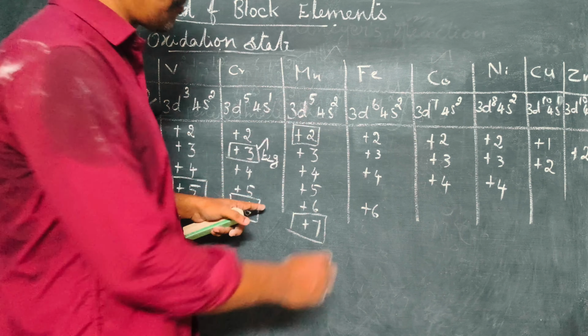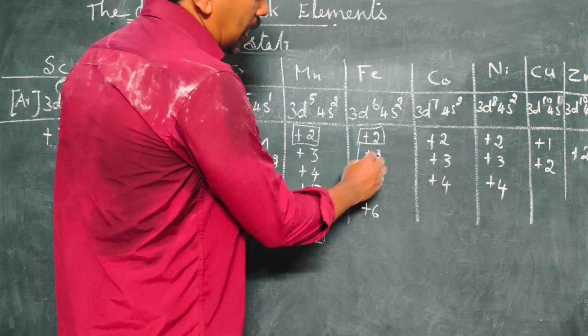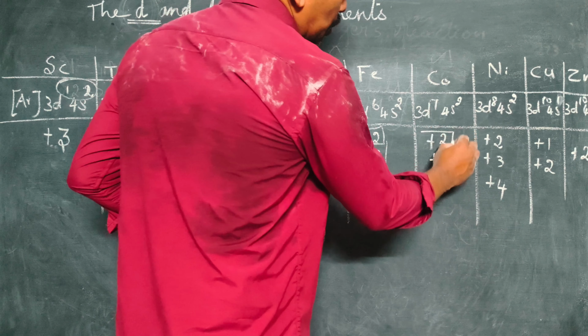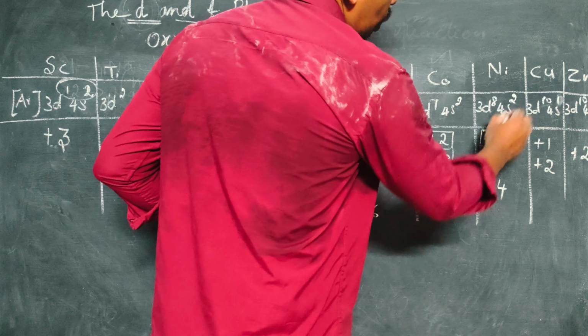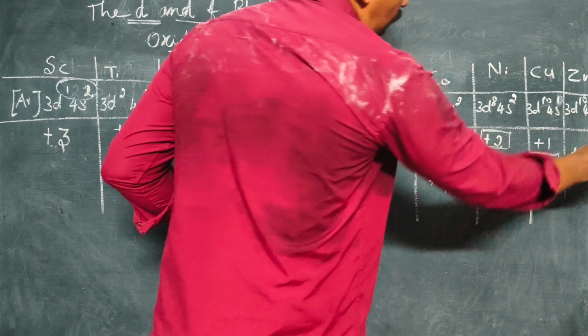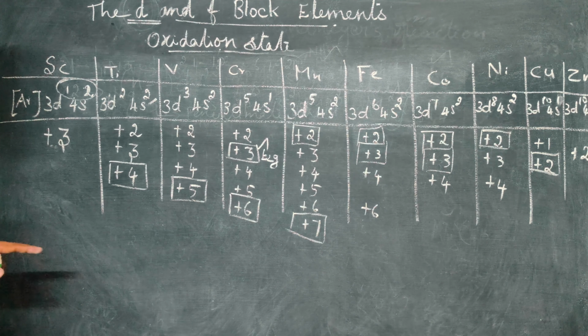Then iron +2 and +3. Cobalt +2 and +3. Nickel +2. Copper +2. Zinc +2.